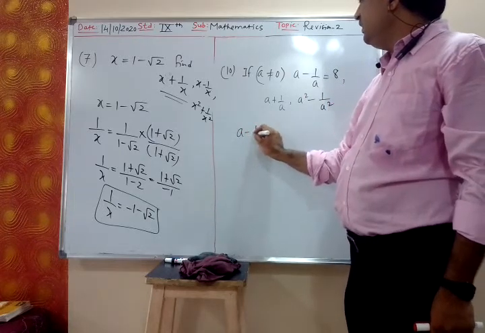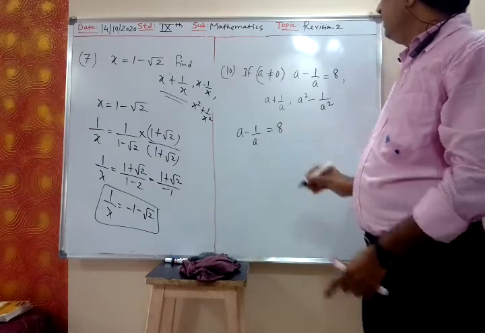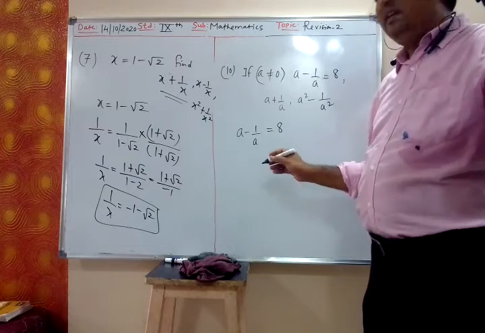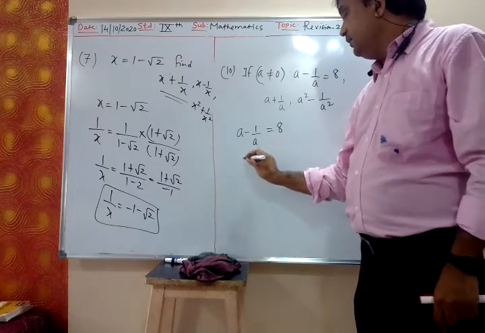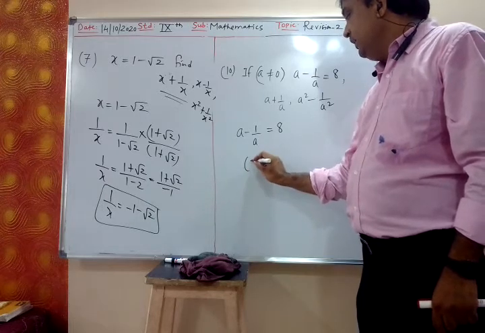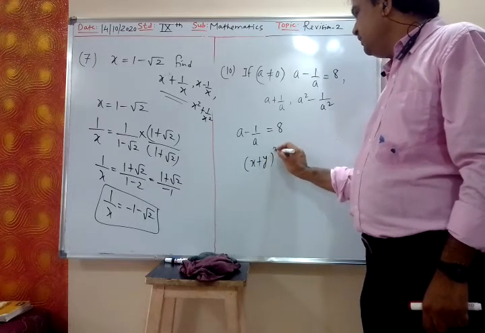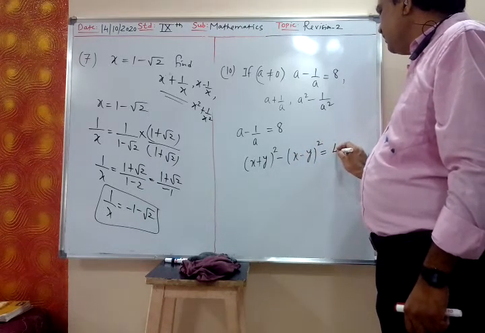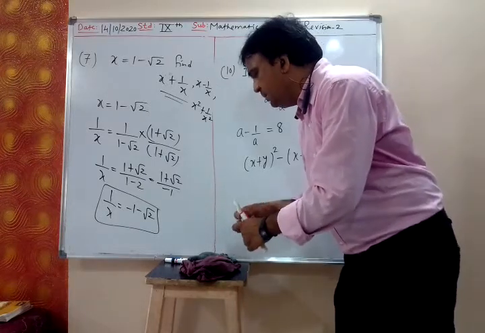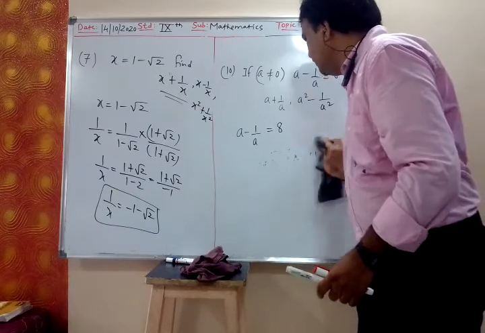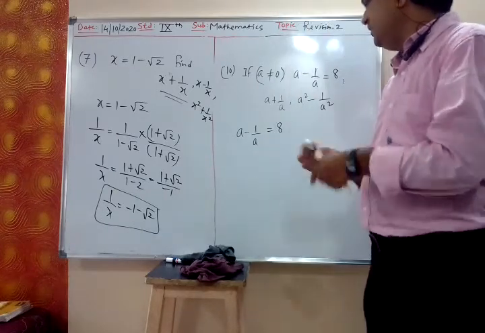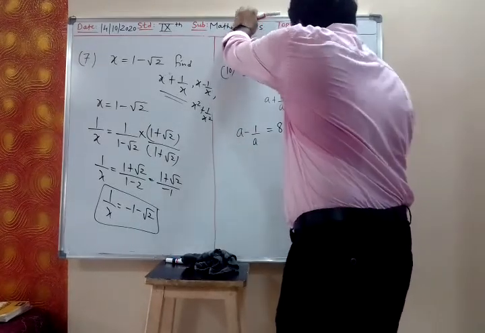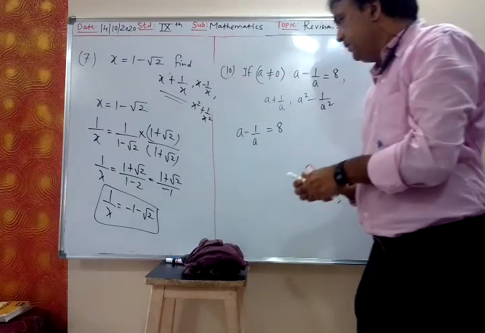a minus 1 upon a is 8, it is given. Now we find a plus 1 upon a. I will use this formula. Which formula will I use? See here, this formula: x plus y whole square minus x minus y whole square is equal to 4xy. Instead of x and y, I can take a and 1 upon a. Directly the formula is there.